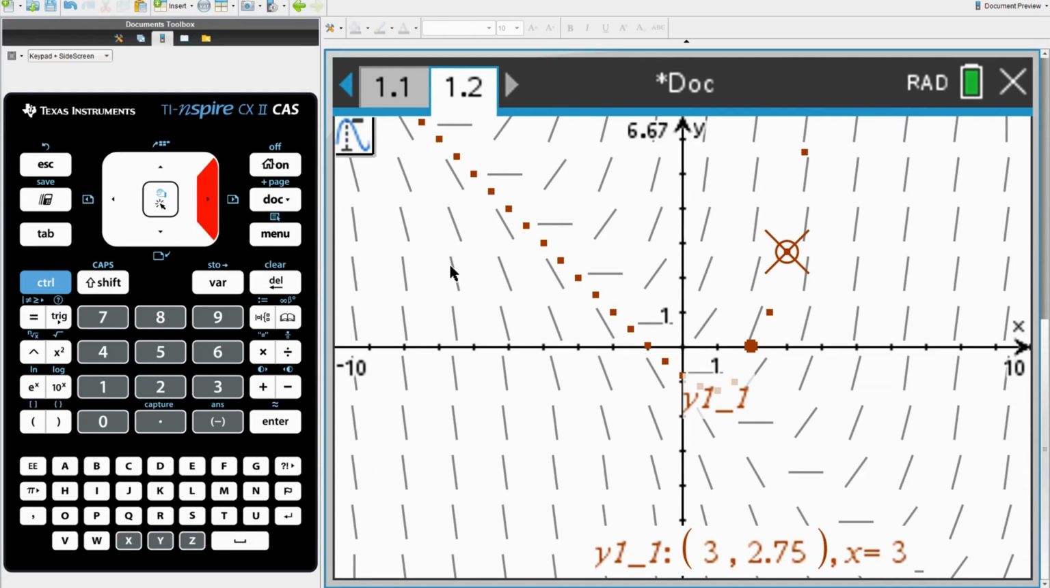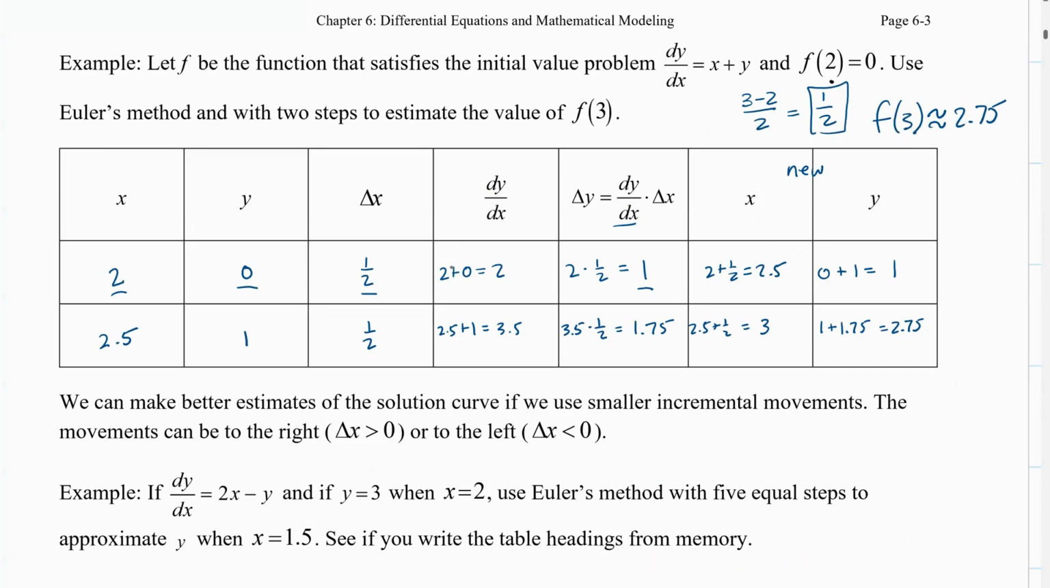Now, the closer the points are, the smaller the x step, the better the estimation is going to be. Just like when we were doing estimates using Riemann sums, the more slices we made, the better estimates of the area we get. Same thing goes on here. So if we do more steps, we'll get better estimates. Also, by the way, we moved to the right because our delta x was positive. We could have moved to the left and found estimates that way. All we would have had to do is make our delta x negative.